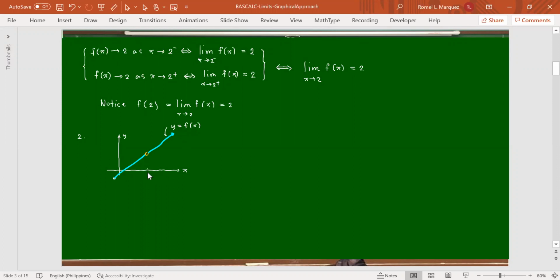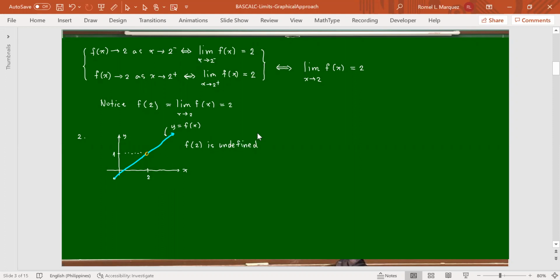Now let's say this is my a. Let's say this is 1 and this is 2. But remember, this is a hole. The function is undefined at this point, or at x equals 2. So here we say that f of 2 is undefined in this case. So it means 2 is not in the domain of f, unlike in the first case.